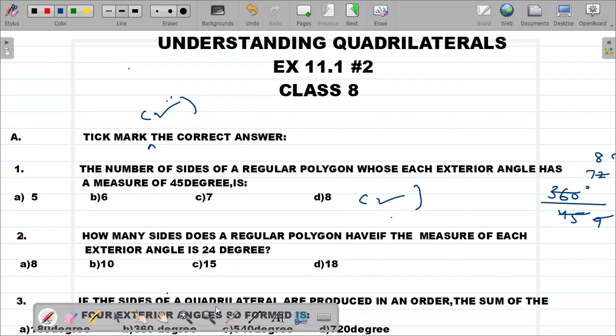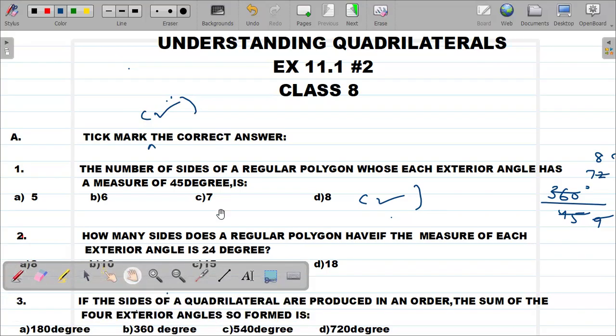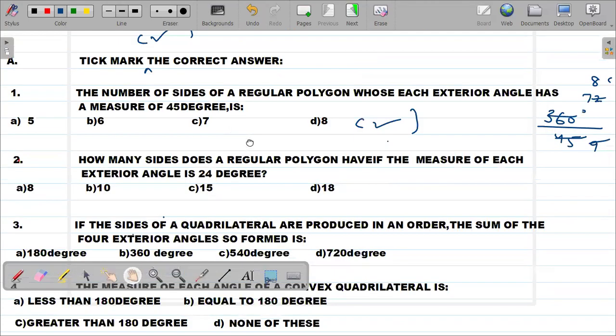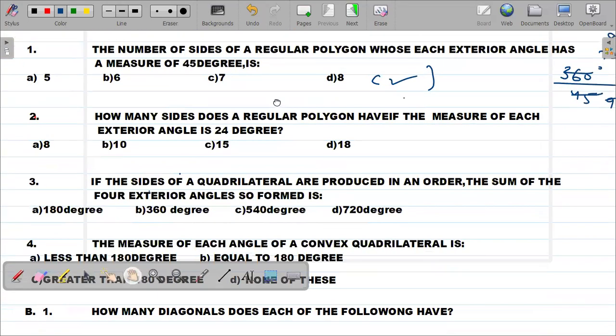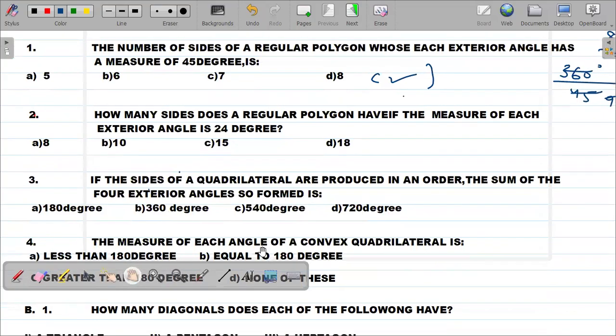Question number 2. Here we have to tell how many sides a regular polygon has if the measure of each exterior angle is 24 degrees. So we have to divide 360 by 24. The answer is 15 sides. Let's move to question number 3.